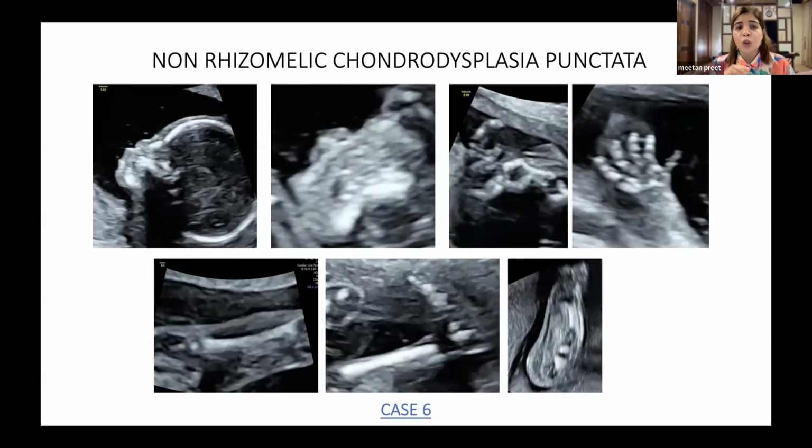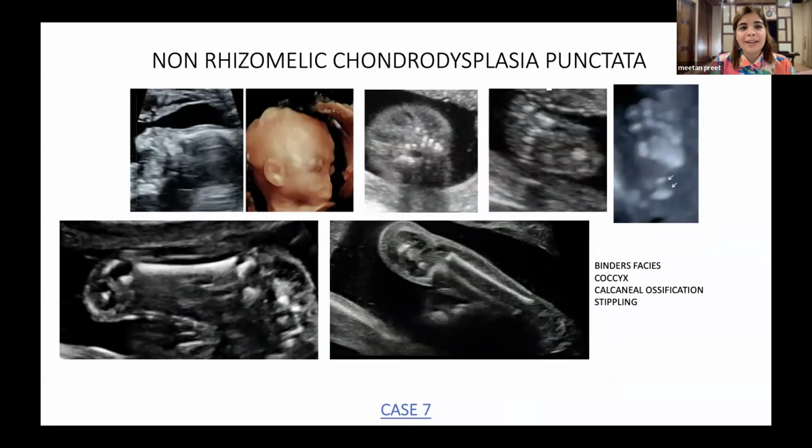Now, this is a case of non-rhizomelic chondrodysplasia punctata. That means the bones were normal in length. However, we had stippled epiphyses and we had a binder's phenotype. The nose was dug in, the PMT was squared off, although the hands were absolutely normal. Only the epiphysis of the proximal femoral end showed ossification, and tarsal bones were seen.